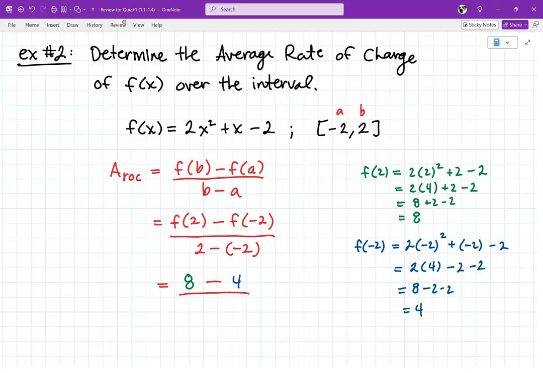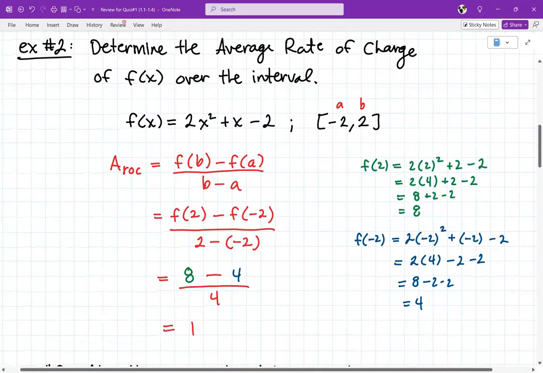Notice this is not supposed to be hard, guys. You're plugging in a number and you're just checking what you get. Okay? Just know that that's what you're supposed to do. And whether you do it with your calculator or not, it just might make it easier. Now the bottom part, 2 minus a -2. That really means 2 plus 2. So that's 4. 8 minus 4, 4. What's 4 divided by 4? 1. Here's my average rate of change.